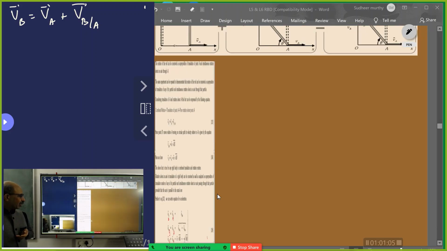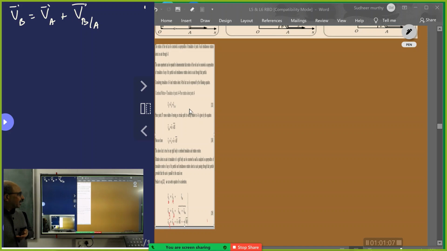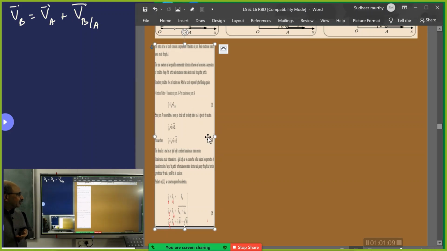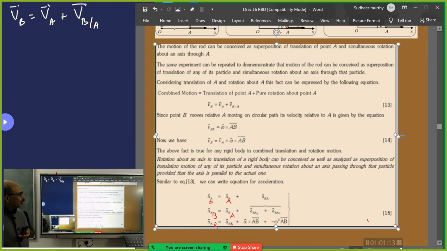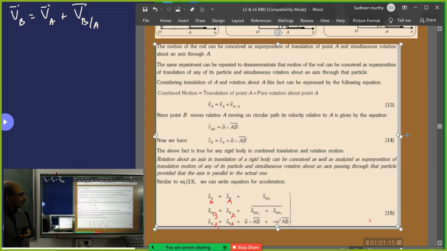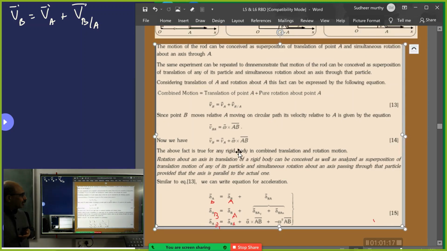Anyway, whatever I have told, I am going to summarize here. So VB bar is equal to VA bar plus VBA bar, where VBA is equal to omega bar cross AB bar. So we don't read everything, whatever I am showing you, only that much. This equation I already wrote for you.